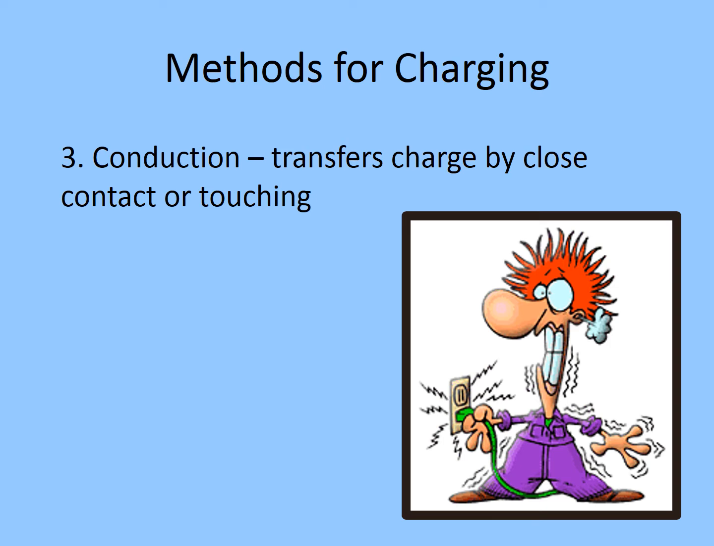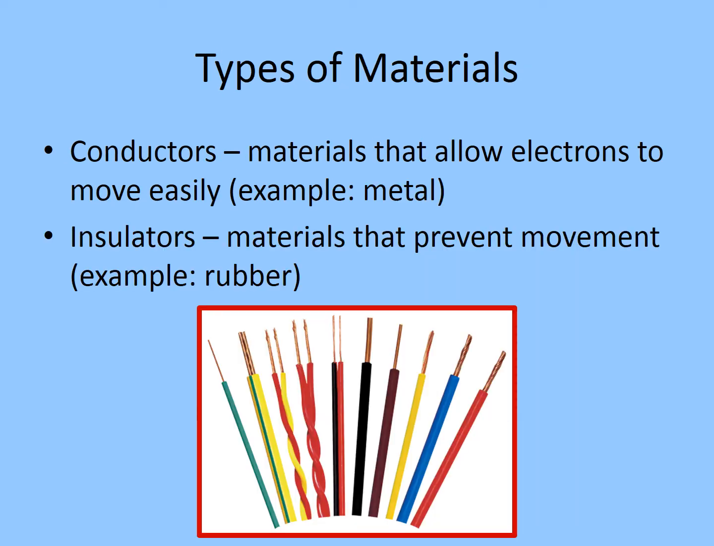And then the last method for charging is one we're familiar with. We talked about it with heat transfer. Exact same definition here for conduction, just this time we're talking about transferring electricity through touch. So this is where insulators and conductors come back in. So conductors, like metal wires, allow electricity to flow, while insulators, like the rubber coating on the outside of wires, stops it from flowing.